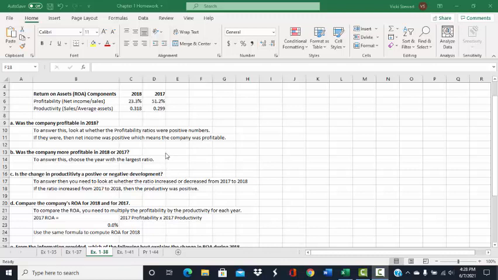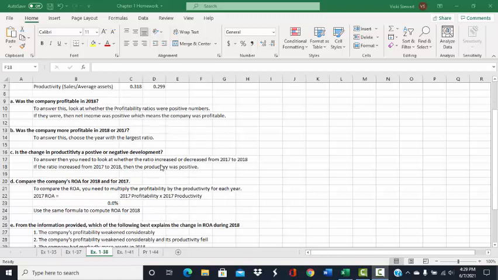The next part in C states, is the change in productivity a positive or a negative development? So to answer that question, we look at the second line for productivity. In 2017, we see that sales divided by average assets was 0.299. In 2018, it was 0.318. So we want this ratio to be higher. It means they're more productive when their average assets divided into their sales is a higher number. It means their assets are turning over more times, generating that level of sales. So was there a change? Was it positive? Yes, it went up, but slightly. So it was slightly better.